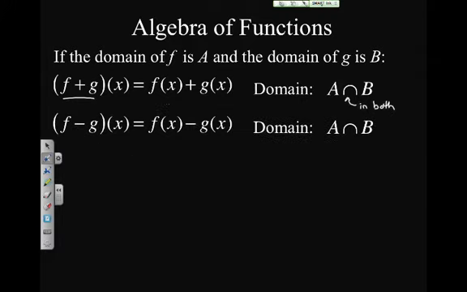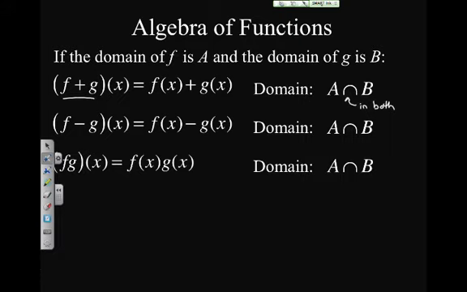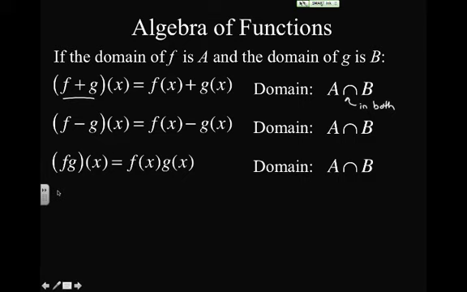We look at f minus g of x. And again, you just take them individually and subtract the two. And also, again, the domain is simply A intersect with B. We look at f times g of x. And again, that's f of x times g of x. You just do them individually and then multiply them together. And again, our domain is A intersect B.